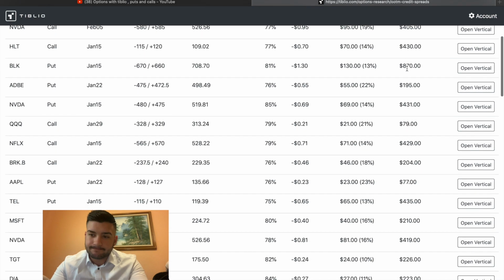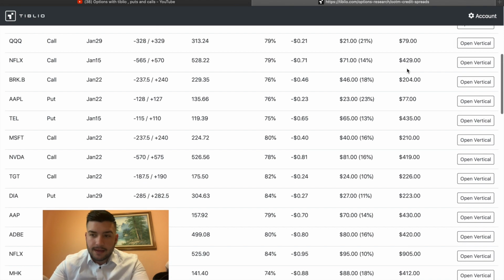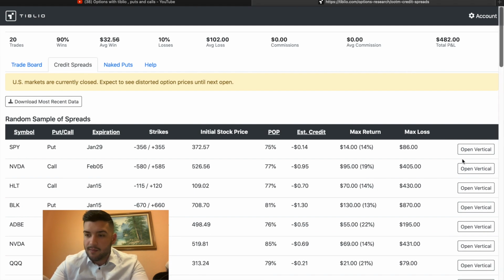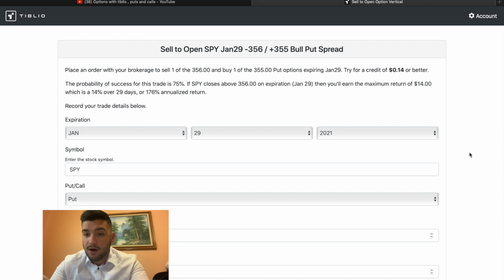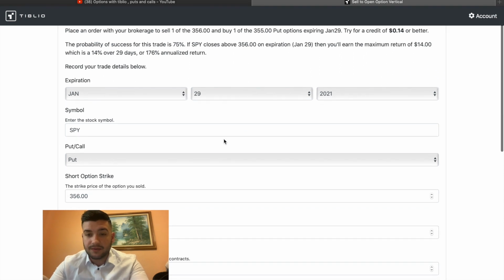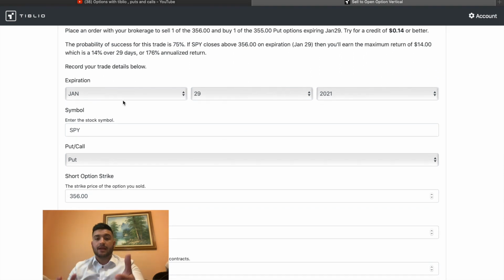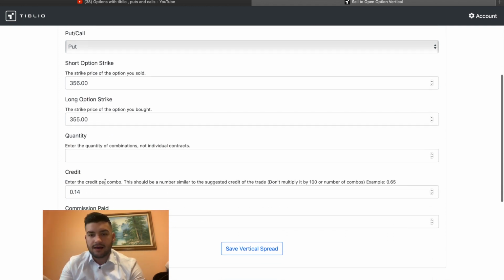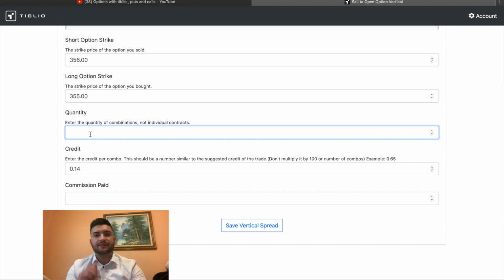So now let's try to open a trade. Let's say we want to open a SPY trade, the S&P 500. Open vertical. They're gonna ask you, you should already have this set up. You don't have to change anything here. So now they said that they were gonna give us 14 cents.